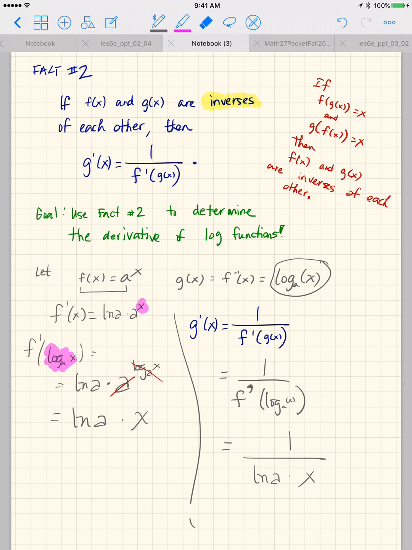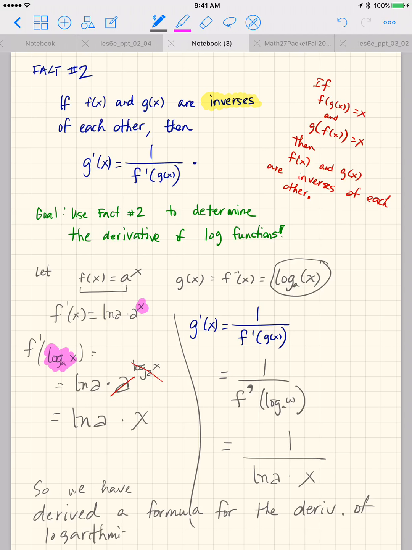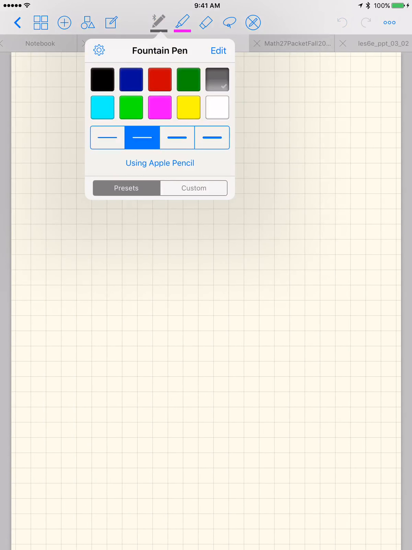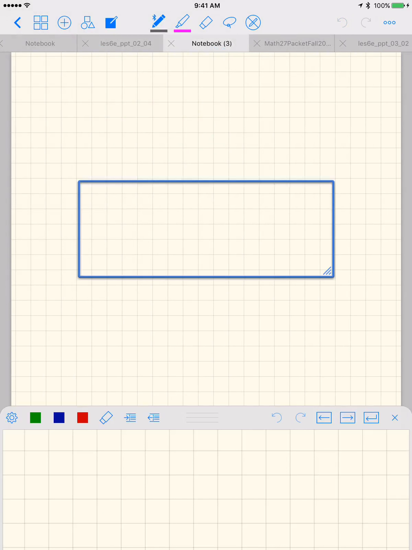So now let's look at our derivatives so far. What we've done is we have derived a formula for the derivative of logarithmic functions. Okay, so let's see here. Our formulas so far, let's see if we can put them down. I'll put them in a nice pretty box here.